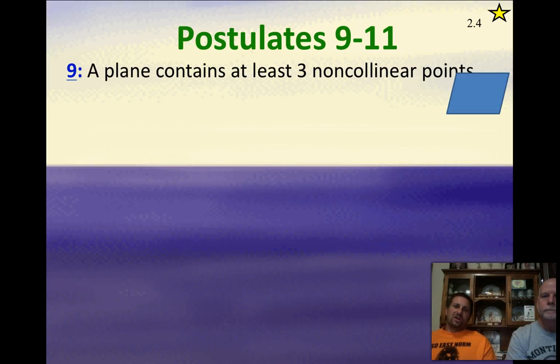All right, so postulates 9 through 11. Number 9 says a plane contains at least 3 non-collinear points. So if we have a plane there, this time we've got the plane already there. If we were to put just 3 points in there, guys, we would want to make those non-collinear. Now, 2 out of those 3 are going to be collinear, but we just pull that third one off to the side so that it's not on that line. Okay, so that'll give us a plane.